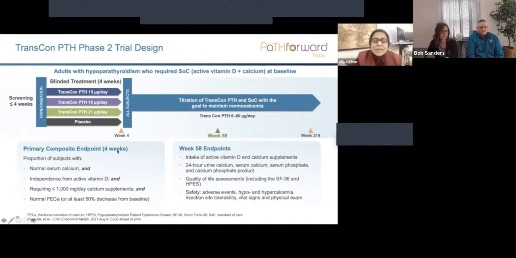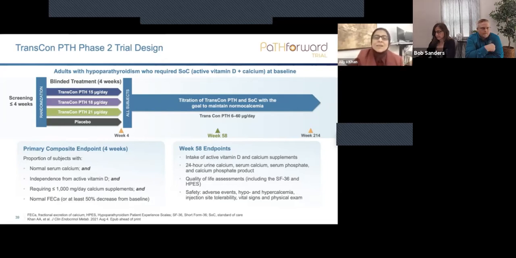And the primary composite endpoint at week 4, we wanted to know, well, how many people were able to keep a calcium level that was normal and stop active vitamin D, and were able to take less than 1 gram of calcium a day and had a normal urine calcium or a 50% or greater reduction in urine calcium. And then at week 58, and this is the data that I'm presenting to you now, how many people were able to reduce their supplements and look to see what was happening at the urine calcium, serum calcium, phosphate, and the calcium phosphate product, and also the quality of life.